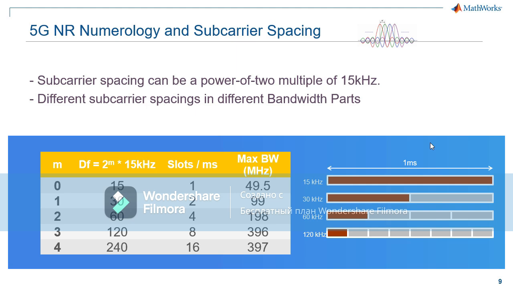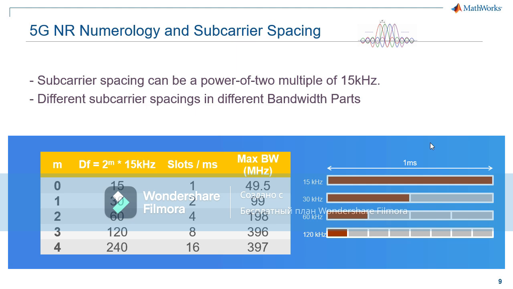One of the characterizing features of 5G technology is that it is based on OFDM. However, unlike 4G, where the subcarrier spacing, or the resolution in frequency, was constant, in 5G the subcarrier spacing is a variable. So the difference in frequency between two subcarriers can be 15 kilohertz or multiples of 15 kilohertz that are powers of 2: 30, 60, 120, and so on.